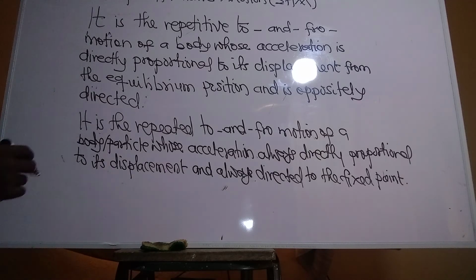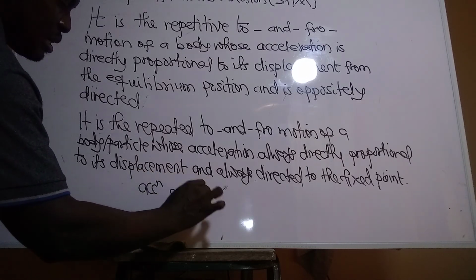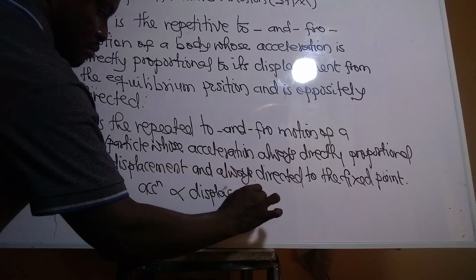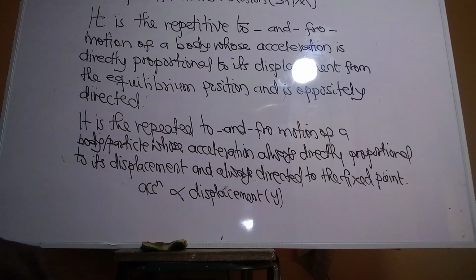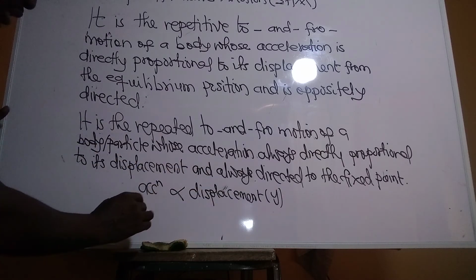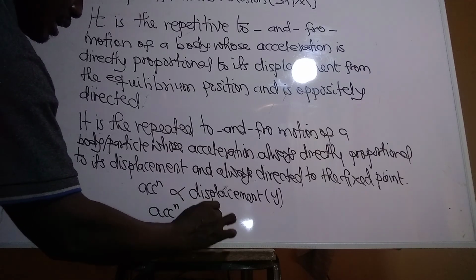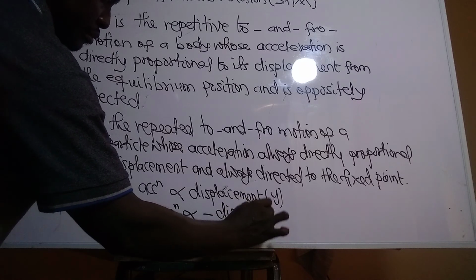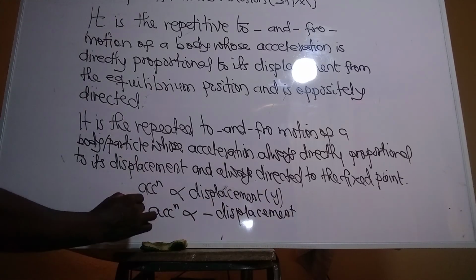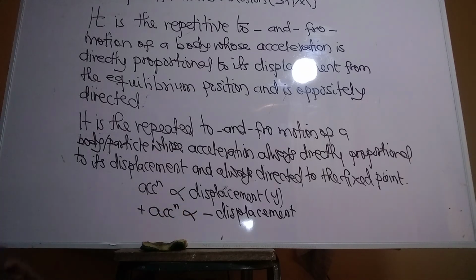So in simple harmonic motion, we say that acceleration a is directly proportional to the displacement y, and because the direction of the acceleration and the displacement are always opposing, we say that acceleration is directly proportional to minus displacement. Meaning that when this is plus, this is minus. They are always opposite. If positive, positive, then it means they are always in one direction. If negative, negative, it means they are always in one direction. But when it is positive, negative, they are always opposing.